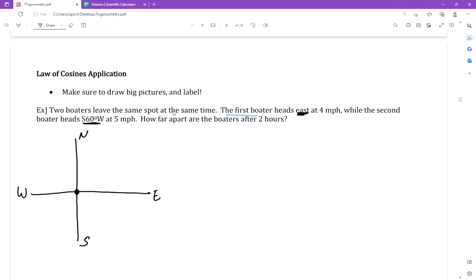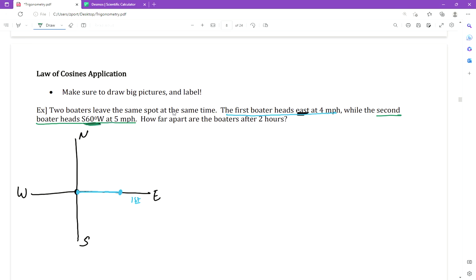All right, let's color code. The first boater heads east at 4 miles per hour. Okay, so we'll just draw something toward the east, and we'll worry about labeling the actual length soon. So there's the first boater. And then the second boater, let's do that one in green.